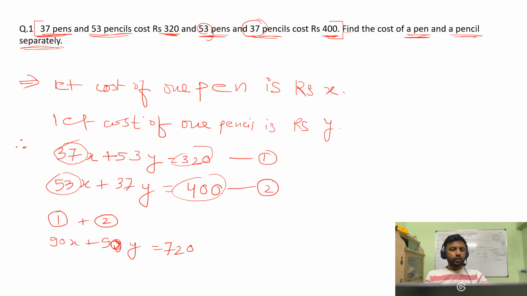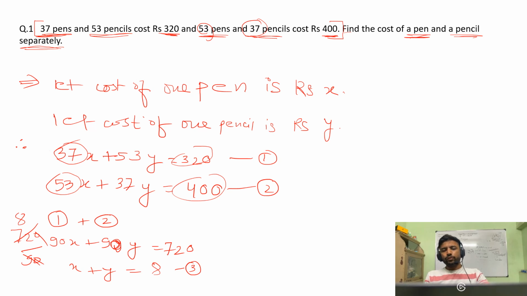Now what we have to do, we have to divide this equation by 90. So 720 upon 90, what happens? 0 and 0 will get cancelled, 9 ones are 9, 9 eights are 72. So x plus y is equal to 8, equation number 3.